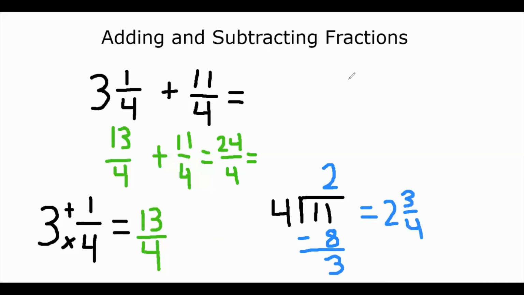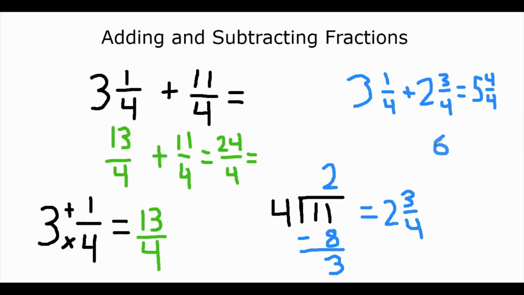So let's say we were going to add this. Oh, I apologize for that terrible handwriting. 3 1/4 plus 2 3/4. So you just add the whole numbers like you normally would. That gives me a 5. When I add my fractions, I get 4 over 4. Well, like we discussed, if the numerator and denominator are the same, that's actually a whole. That's a 1. So what we would do is add 1 to 5, and we get 6 as our answer.